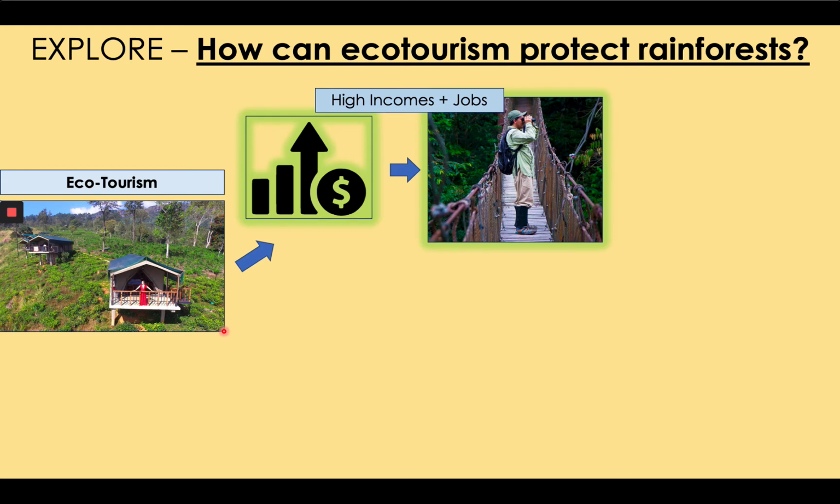In Costa Rica, more than 50% of the GDP, the economy, comes from ecotourism. Consequently, more than 90% of Costa Rica's rainforest has been protected, conserved. That's an example of ecotourism effectively protecting rainforests.